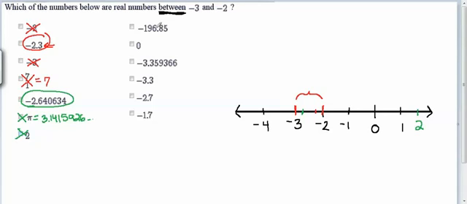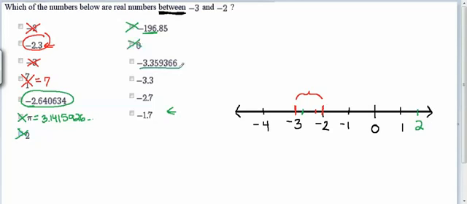Here I've got -196.85. If I were to graph that, I'd first look at the whole number part, -196. So I need to start at 0 and go backwards 196 steps. So if I were to graph that on the number line, it would be somewhere way the heck this direction. So it's not between -2 and -3. Next option is 0. If I look at 0, I can see there it is on the number line. It's not between -2 and -3, so that's out.